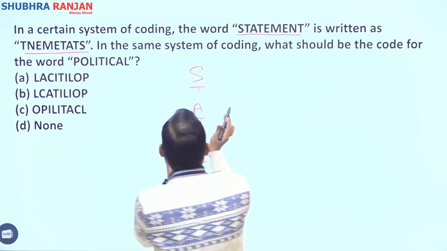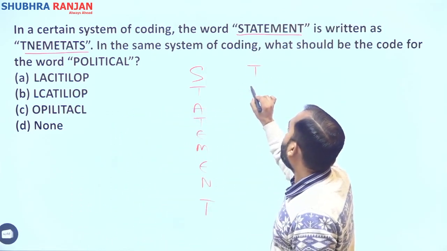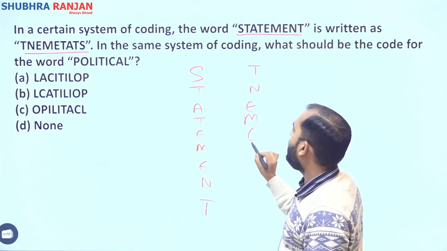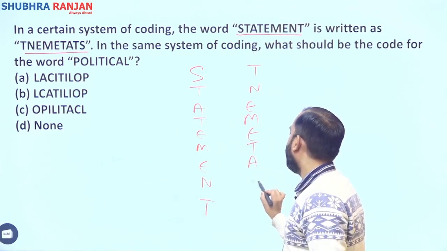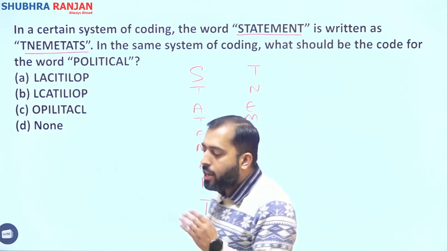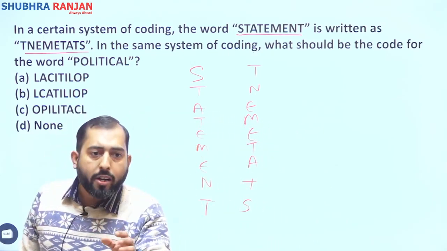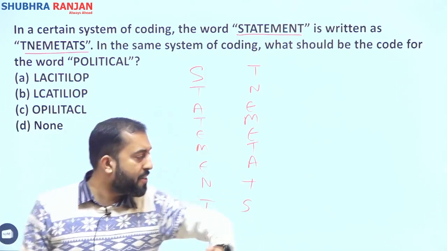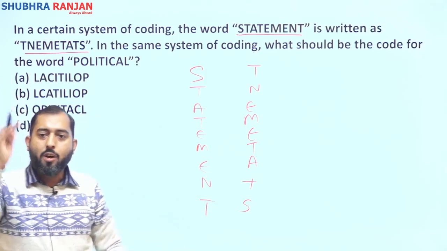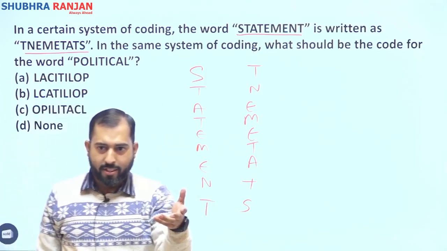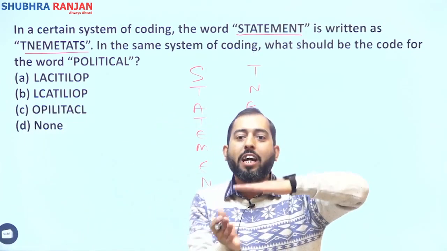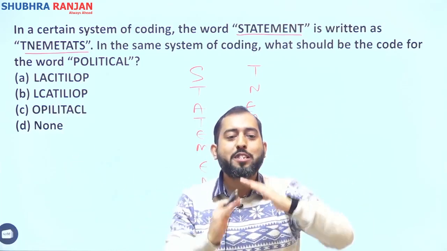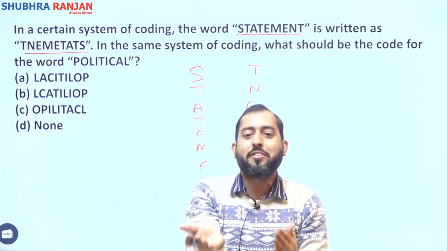The statement has been coded as tnemetat. Now in this type it is not important that only two letters will get interchanged. It might be possible that the whole word has been inverted. It might be possible that only the upper half is inverted, and the lower half is as it is. It might be possible that the lower half is inverted, and the upper half is as it is.